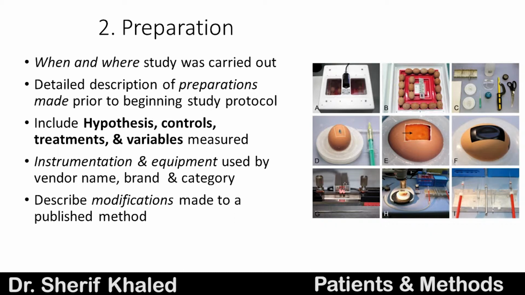Instrumentation and equipment here have to be mentioned by vendor, name, brand, and category. So, for example, if you are studying a certain prosthesis, you have to mention the vendor of the prosthesis, the name, the brand, the category, the country, everything. And if you are using a known method with some modifications, you have to describe the modifications you used for the original technique and mention the original technique.